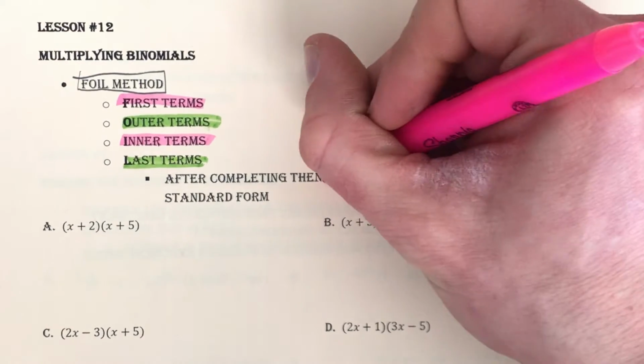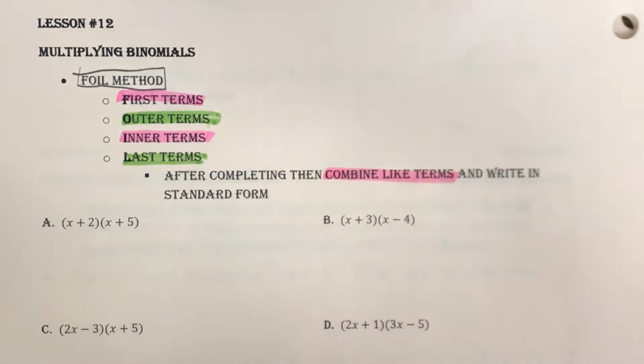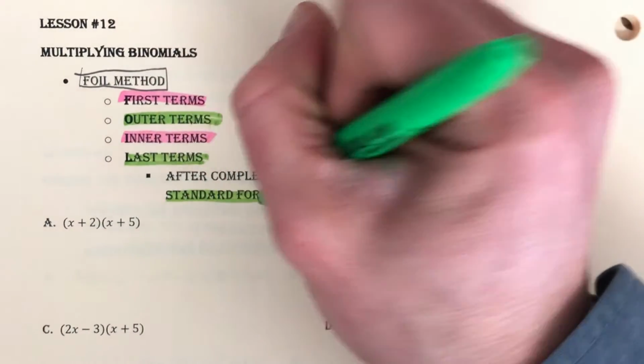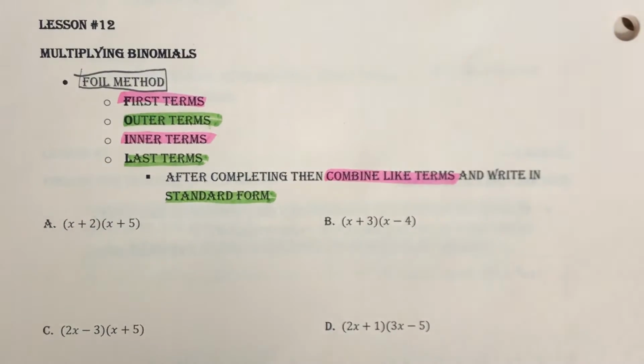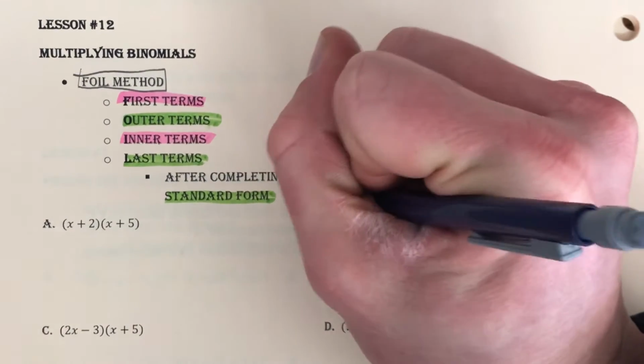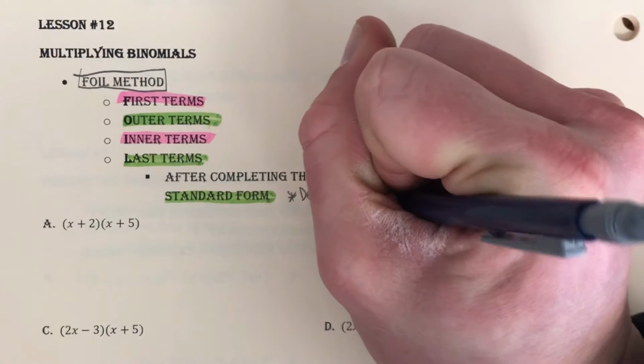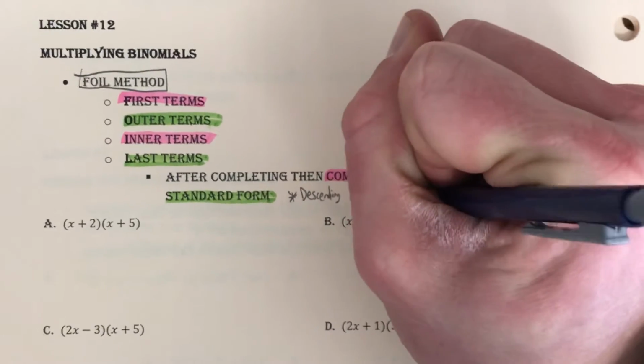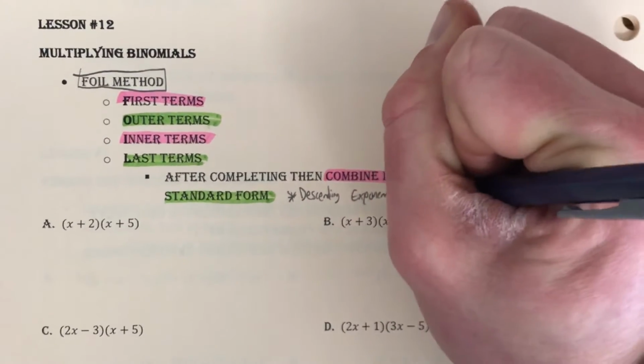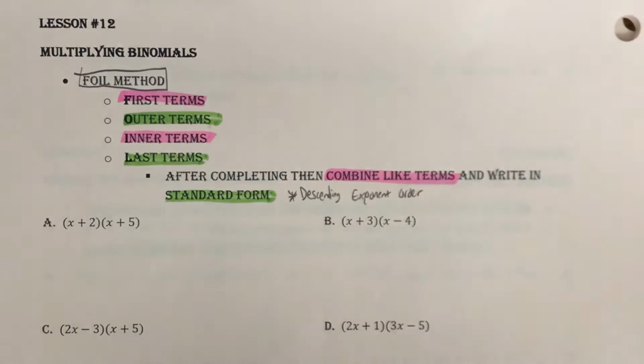All right, and then we always want to make sure that we write it in standard form. Right, and just a reminder that standard form is just another way of saying descending exponent order. Now the great thing is if our binomials that we're multiplying are already in descending exponent order, then that means when we simplify down, it should already end up in descending exponent order. So it should be pretty easy as long as those are in line. But we always want to check and make sure.